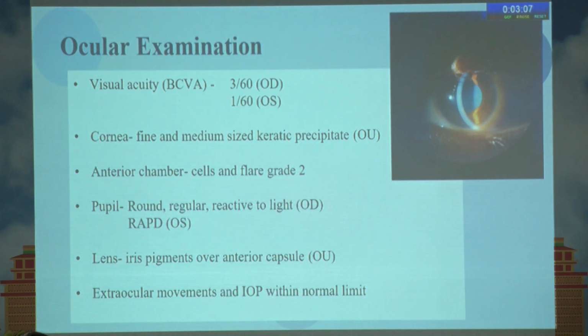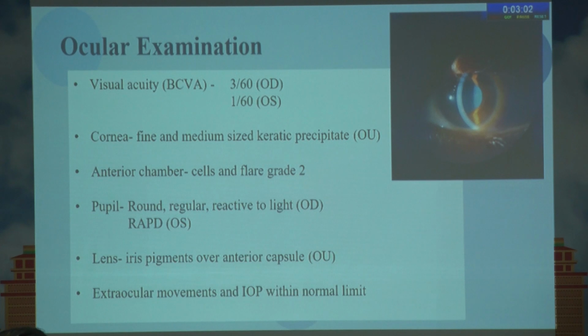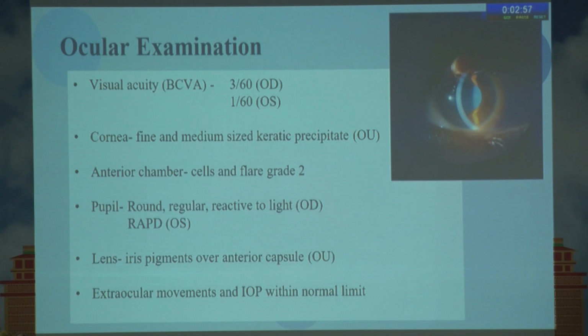On ocular examination, best corrected visual acuity of the right eye was 3/60 and 1/60 in the left eye. In the cornea, fine and medium-sized keratic precipitates were found in both eyes. Anterior chamber revealed cells and flare of grade 2. Pupil was round, regular, reacting to light on the right side, and RAPD was found on the left side. In the lens, iris pigments were seen over the anterior capsule, indicative of previous synechiae. Extraocular movements and IOP were within normal limits. We can see in the image medium-sized keratic precipitates over the cornea.